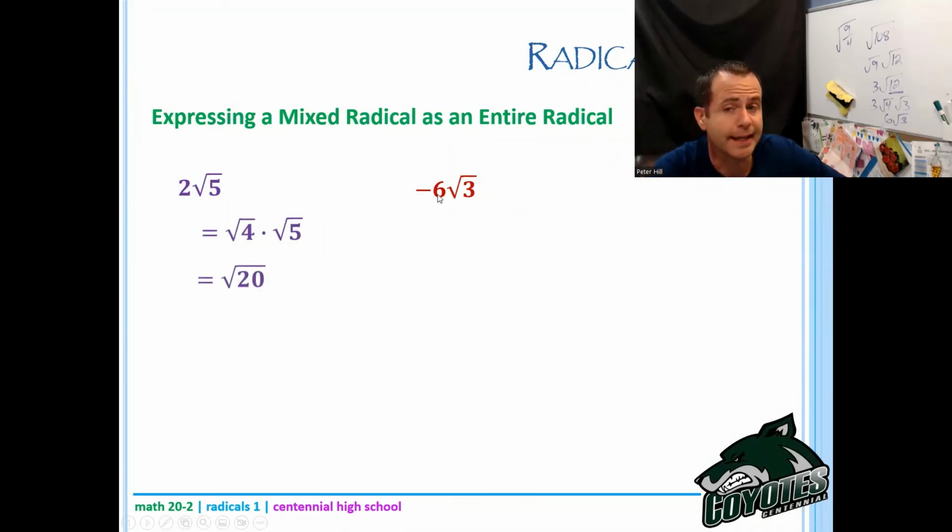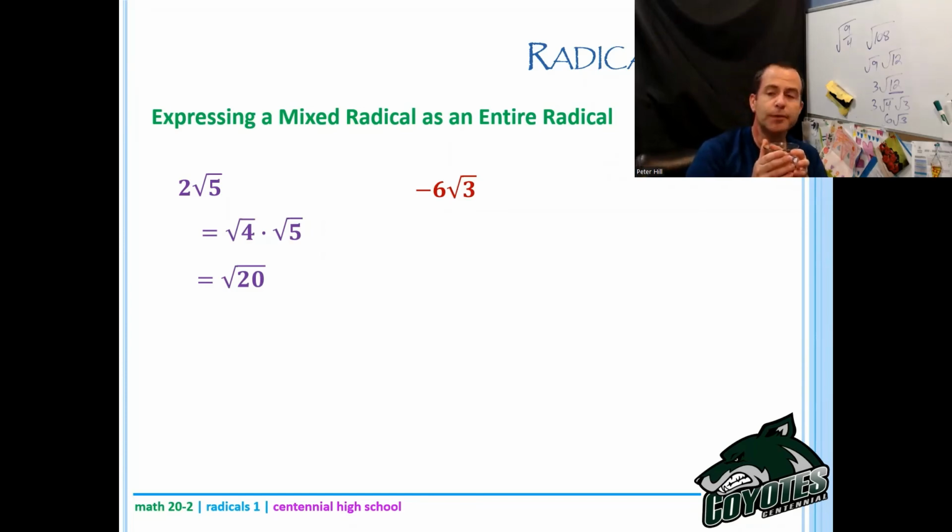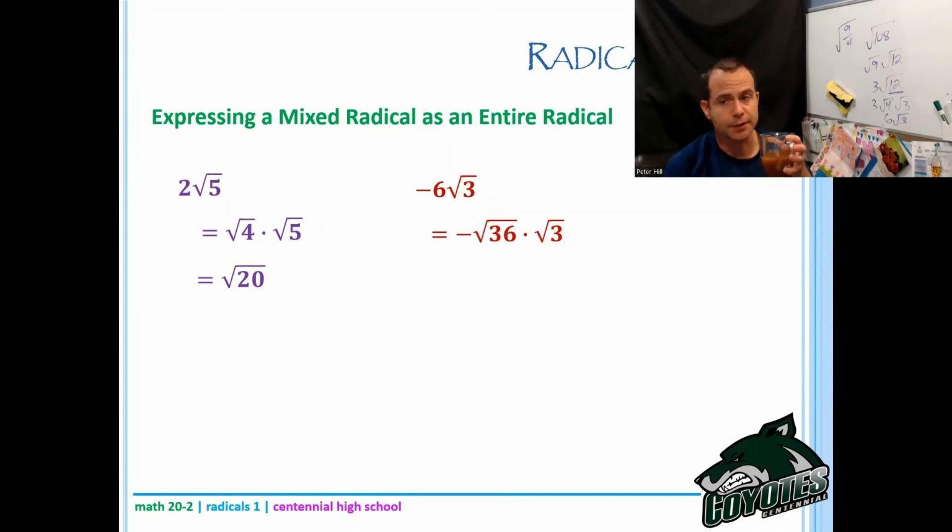All right, with negative 6 root 3, same thing, except you can't bring the negative in because you can't take the square root of a negative number. So you can only bring the 6 in. So you're focused on the 6. You're asking yourself, okay, the square root of what is 6? And the answer to that would be 36. So you're going to go negative root 36 times root 2, and then you multiply the 36 and the 2 together.